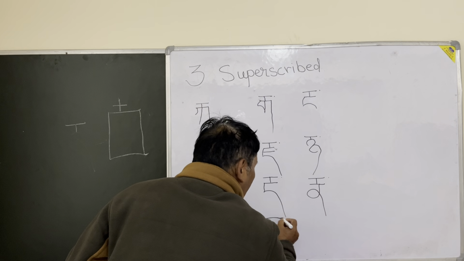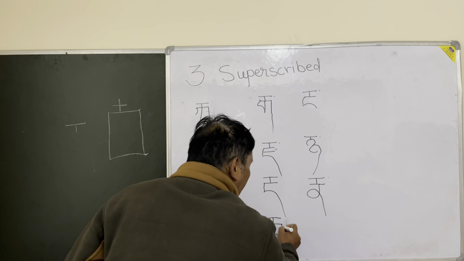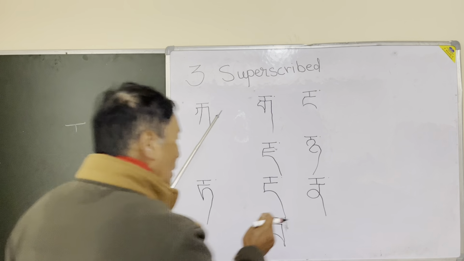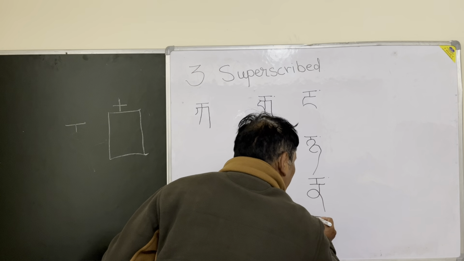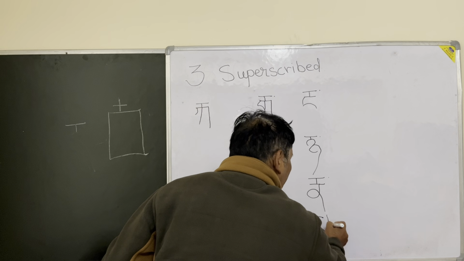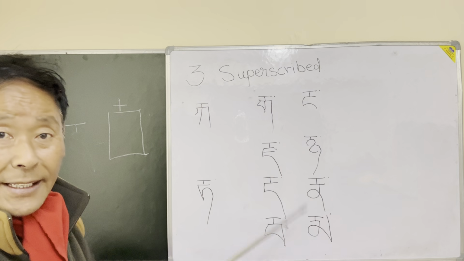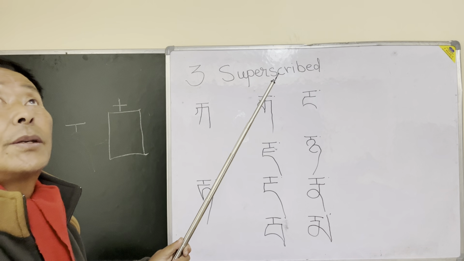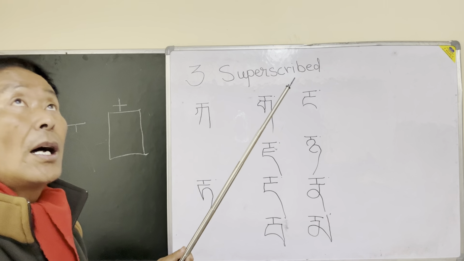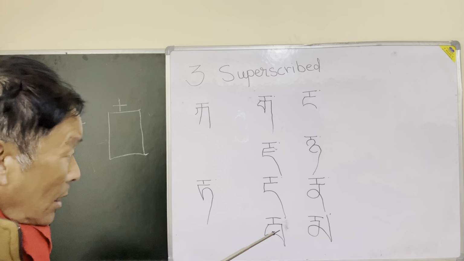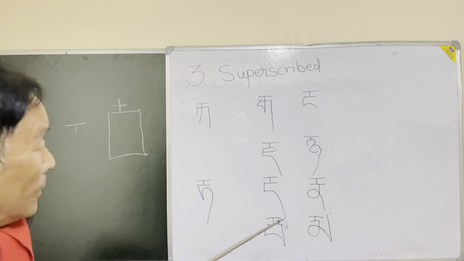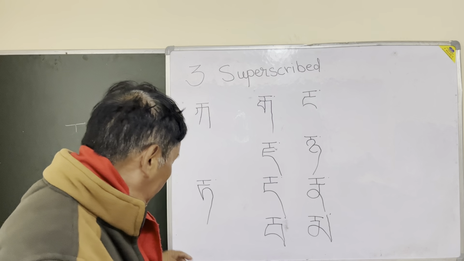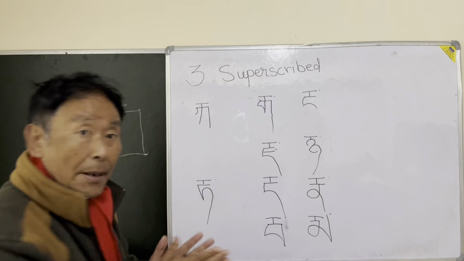Ra, ba, tak, ba. No change. Ra, ma, tak, ma. Pa, pa, pa, pa. Ra, ma, tak, ma.